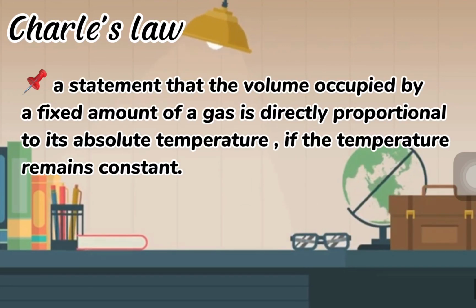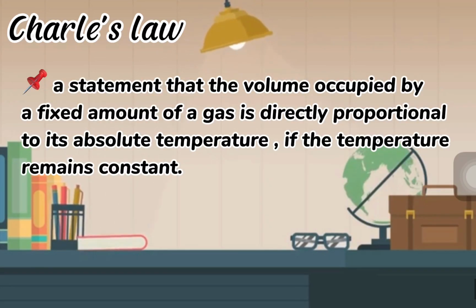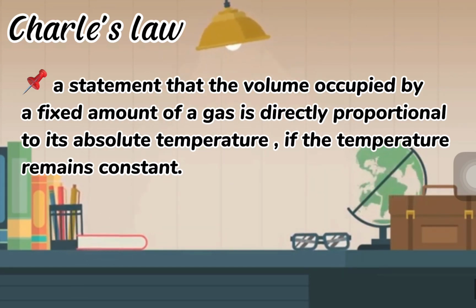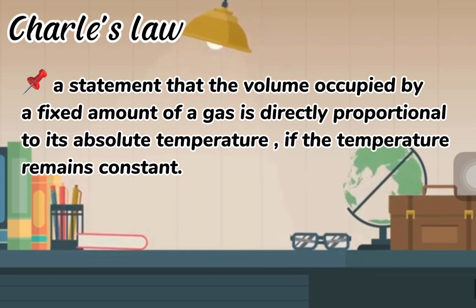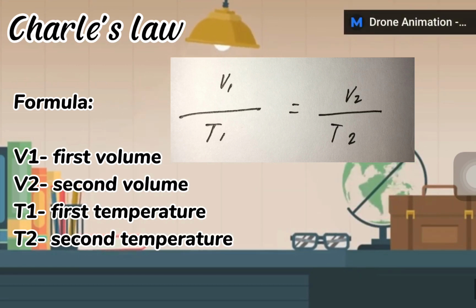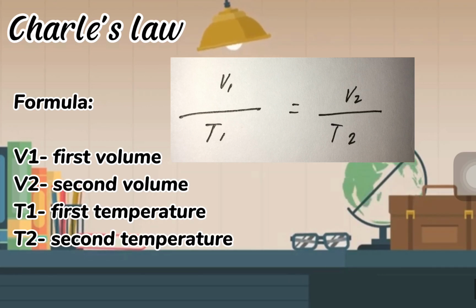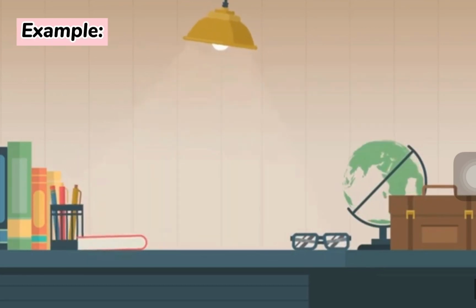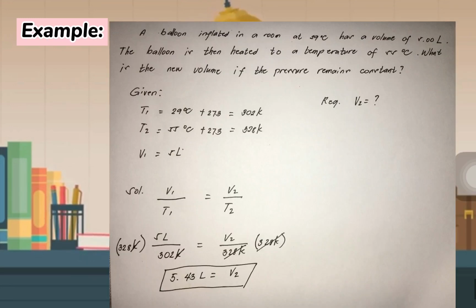What is Charles' law? Charles' law is a statement that the volume occupied by a fixed amount of a gas is directly proportional to its absolute temperature if the pressure remains constant. Our formula will be V1 over T1 equals V2 over T2. V1 is our first volume, V2 is our second volume, T1 is first temperature, and T2 will be our second temperature. So here are some examples of Charles' law.